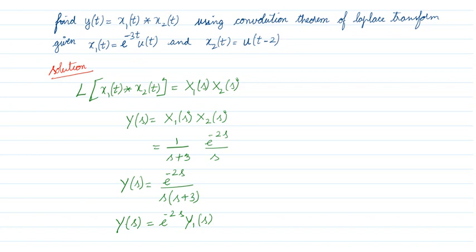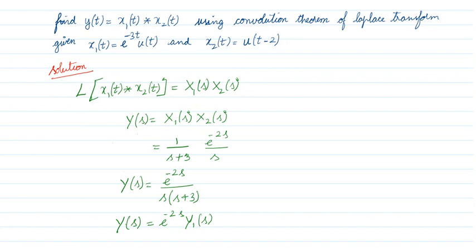We know that the Laplace transform of the convolution of x1 of t and x2 of t is equal to multiplication in the Laplace domain or S domain. So if I know the Laplace transform of x1 of t and the Laplace transform of x2 of t, I can multiply, thereby I will get the output as y of s. Then after finding y of s, if I take the inverse Laplace transform, I can get y of t.